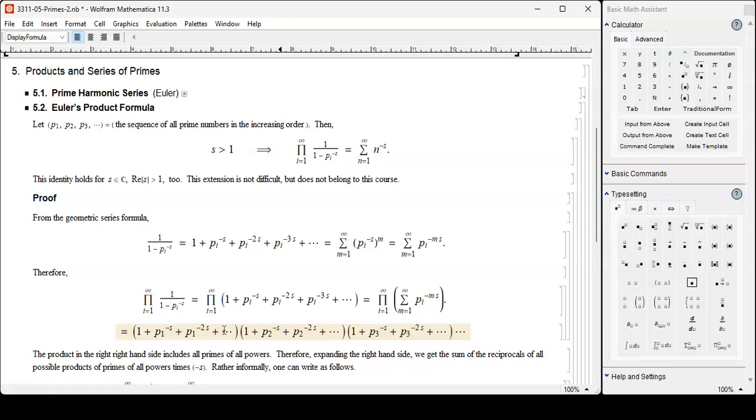Now, how can we expand this? Well, it's a kind of extended FOIL method. First, the smallest is to select all ones, and then the next smallest is p1 to the negative s power, and then all others will be 1, and then p2 to the negative s power, all others will be 1, and so on and so forth. The general term is like this: select anything from here, select anything from here, select anything from here, and so on, and then multiply up.